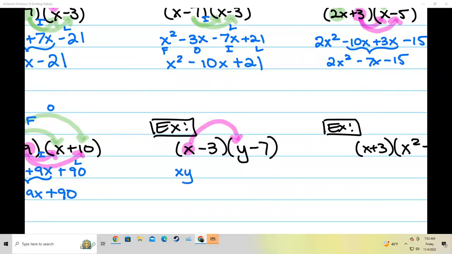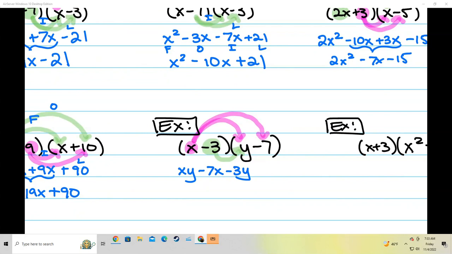I'm not done distributing the x, so I'm going to distribute again. X times negative 7 is negative 7x. I'm done distributing the x. I'm going to move on to the y's. I'm sorry, to the negative 3's. Take that negative 3 and distribute it. Negative 3 times y is negative 3y.